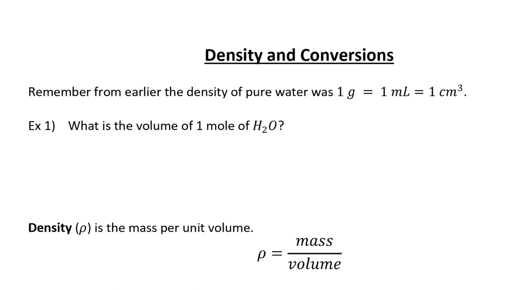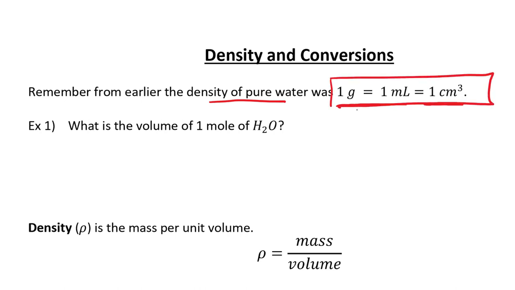In today's class, we're going to talk about density conversions. From a previous lecture, we talked about the density of pure water. The density was 1 gram per mil. We also know that 1 mil means 1 centimeter cubed. As a result, we can use these as conversion factors when we're dealing with pure water.